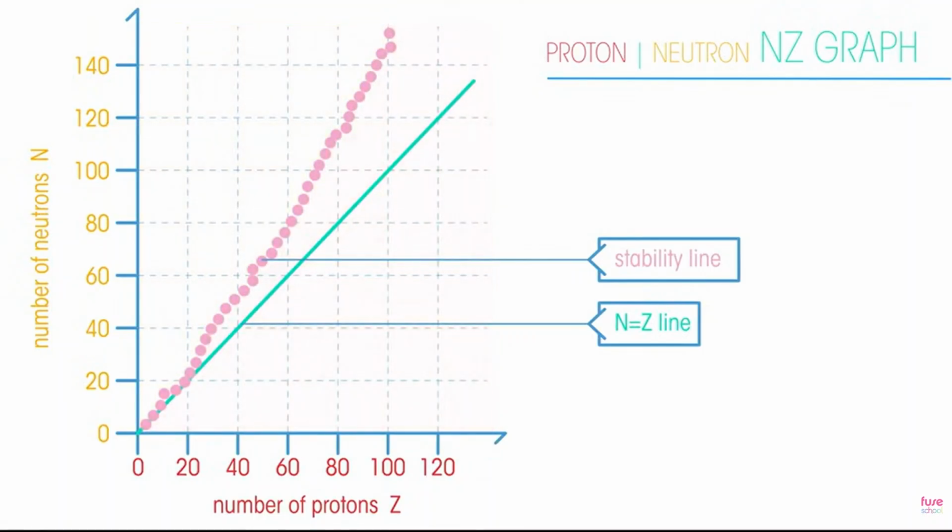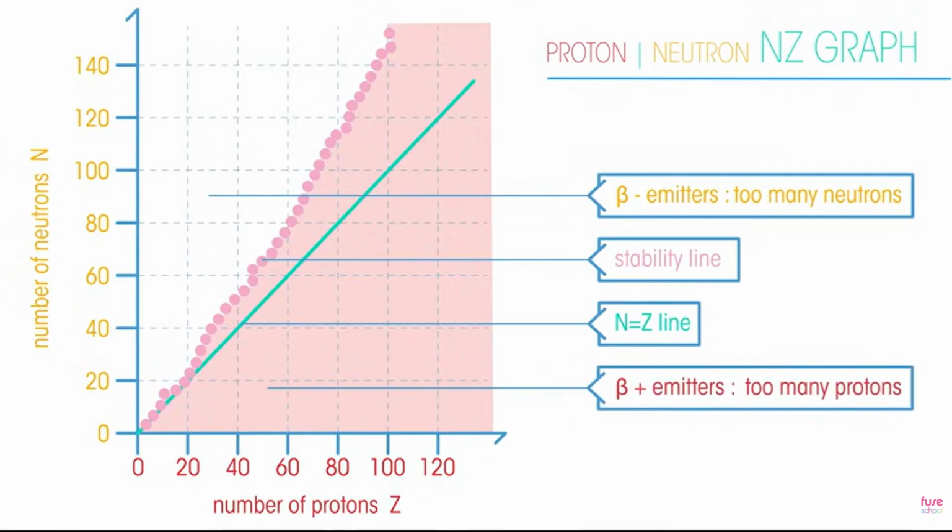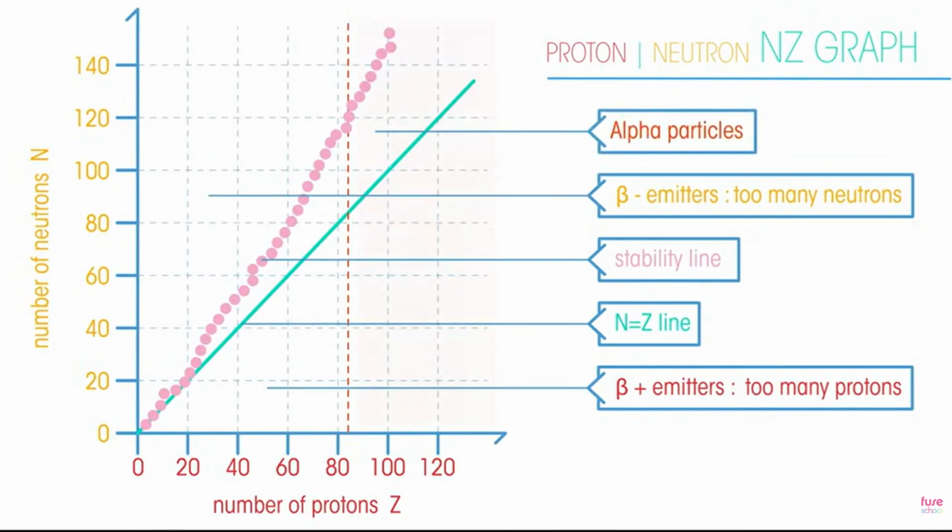A radioisotope that lies to the left of the stability line has too many neutrons and is likely to undergo beta- decay, so give off electrons. A radioisotope that lies to the right of the stability line has too many protons and is likely to undergo beta+ decay, so give off positrons. If particles have a high number of protons, usually more than 82, they are likely to undergo alpha decay.